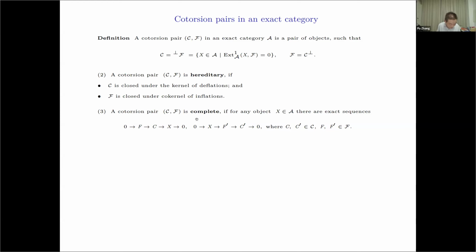Another fundamental notion is that the cotorsion pair is complete. That is, for any object, you have such an exact sequence in this exact category such that C is in the class C and F is in the class F. And also an exact sequence where F prime is in F and C prime is in C.